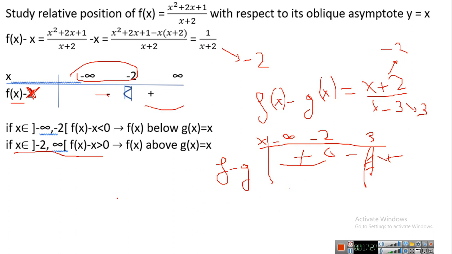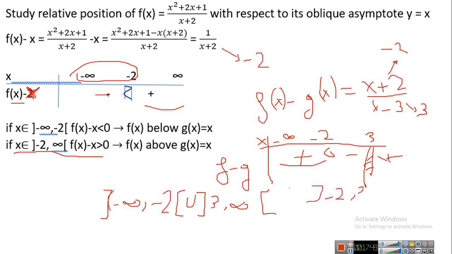Let me tell you what I want to write. From minus infinity open, till minus 2 open, union 3 till infinity. It's positive. It means f of x is above g, because f minus g is positive, f bigger than g. If x belongs from minus 2 till 3, all open, it means f of x is below.